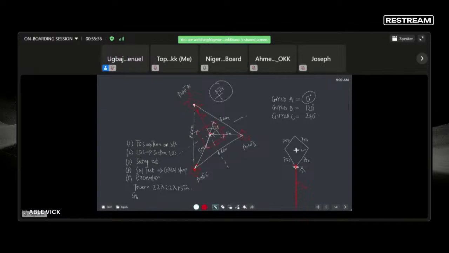Then your guide wire foundation is supposed to be 1.1 by 1.1 by 2 meters. These are the dimensions you'll be using for your foundation. So it is 2.2 by 2.2 by 1.55, and your guide wire foundation is 1.1 by 1.1 by 2.